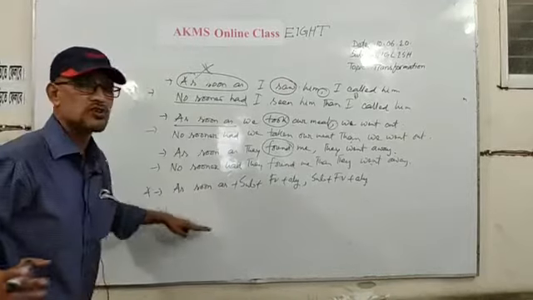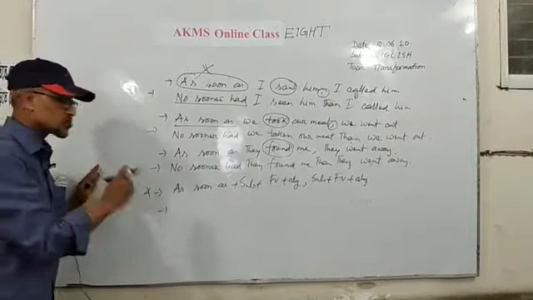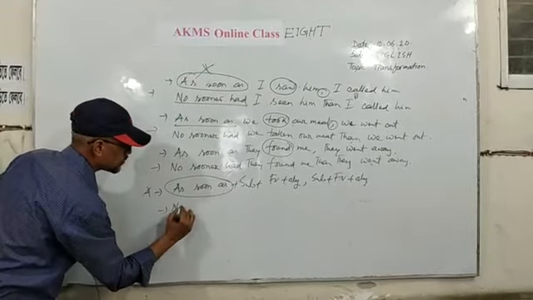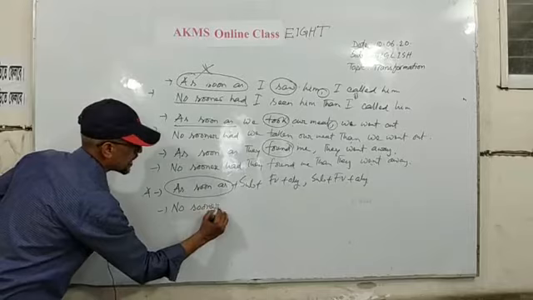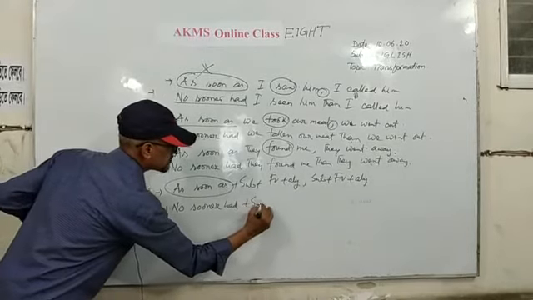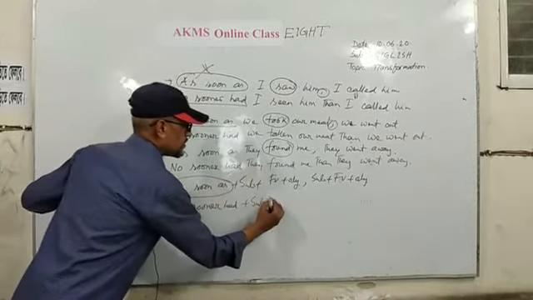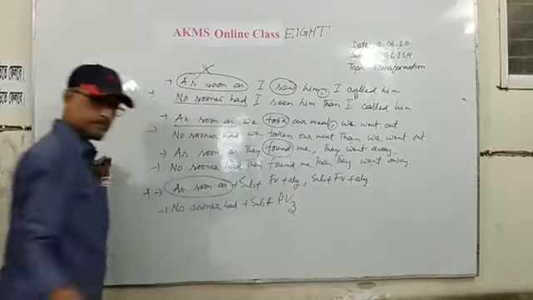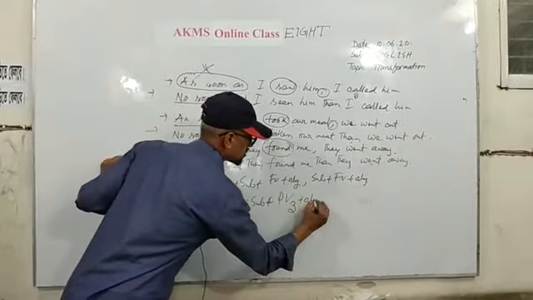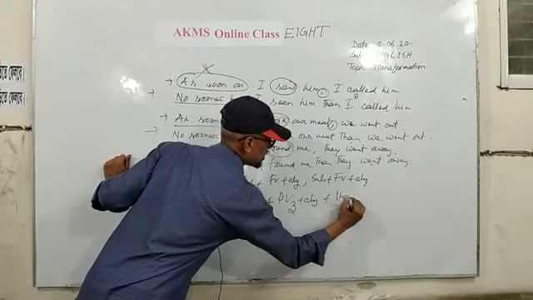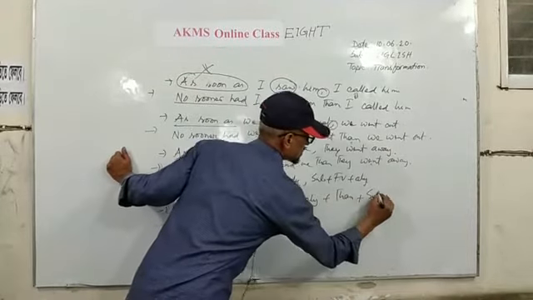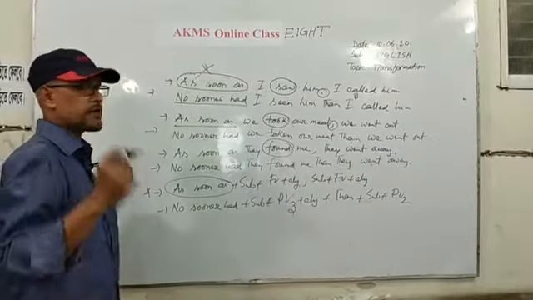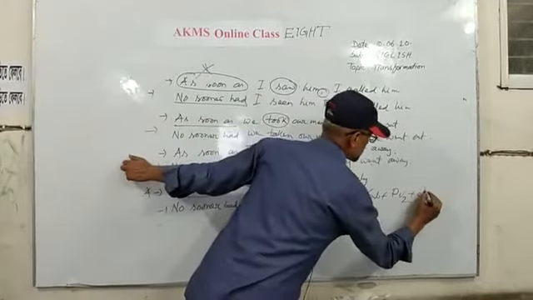So, what have you understood? What will be the structure in the negative form here? The structure will be: erasing "as soon as", you will use "no sooner had", then subject and the past participle form of the principal verb, verb 3, then object, then use "than", subject and verb 2 of the principal verb, that means past form, and object.